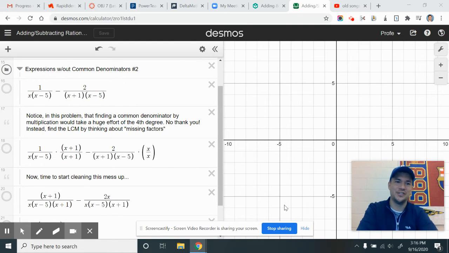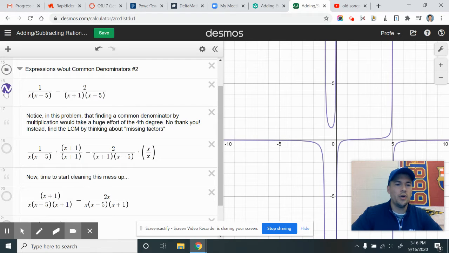Rational expressions. We are going to subtract two rational expressions with some god-awful denominators, and this one's going to be a doozy. So here we go. Here's your problem. You've got 1 over x times x minus 5, and you're taking away 2 over x plus 1 times x minus 5. Now, these factored denominators, no big deal, okay?